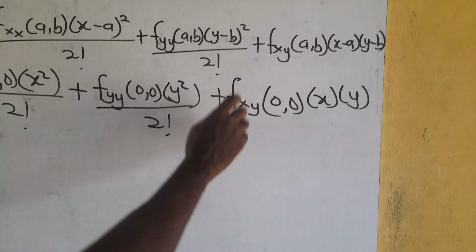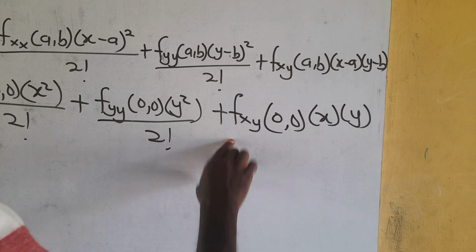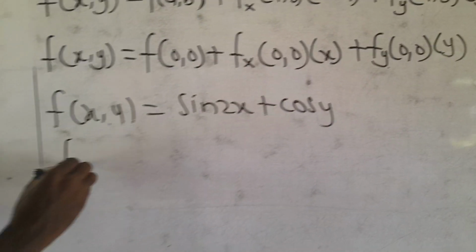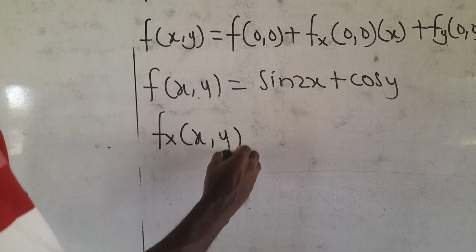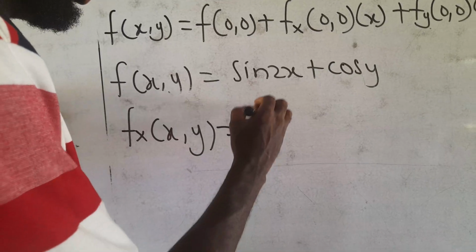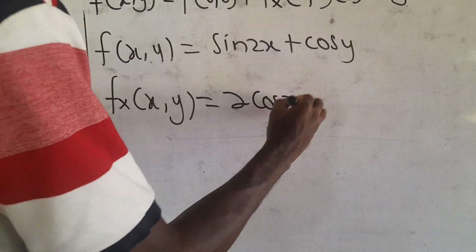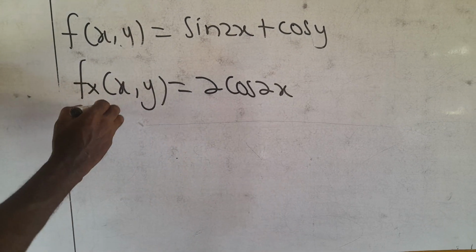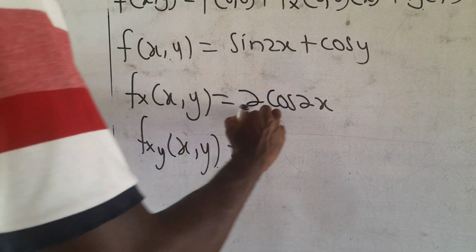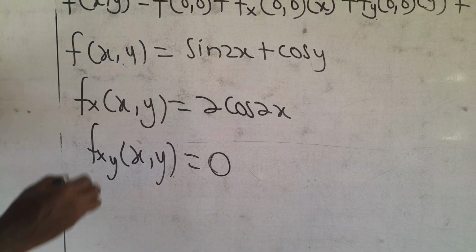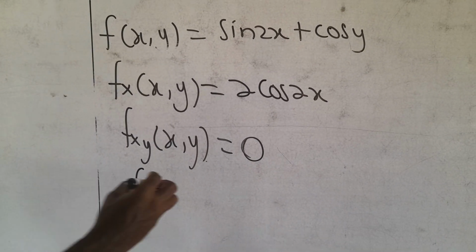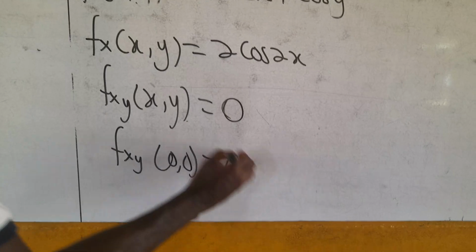So our last step is to find the partial differentiation of the function with respect to x, then with respect to y, centered at 0, 0. So first we need to find the partial differentiation of the function with respect to x. The y will be held constant. So we'll get 2 cos 2x. Now to differentiate the function with respect to y, remember the x will be held constant. Then since this is constant, the whole of that will be 0. So we can say the partial differentiation of the function with respect to x, then with respect to y, centered at 0, 0 will be equal to 0.